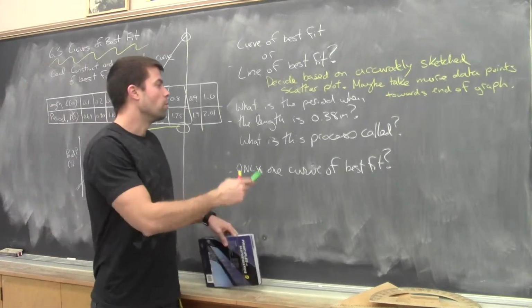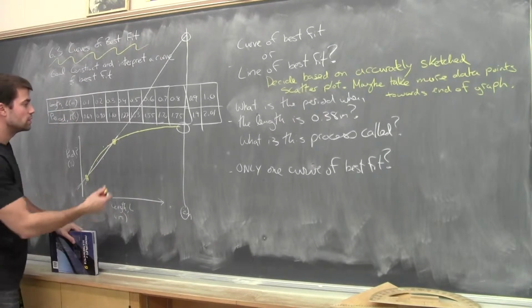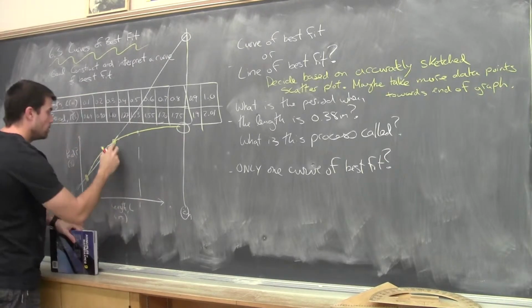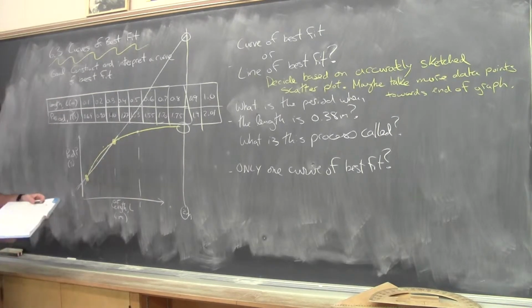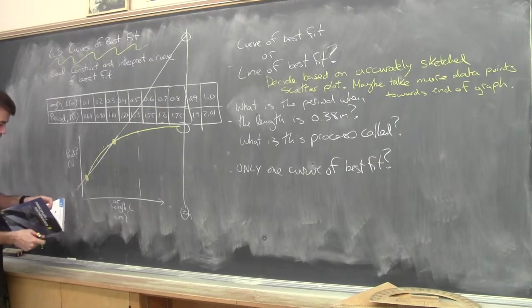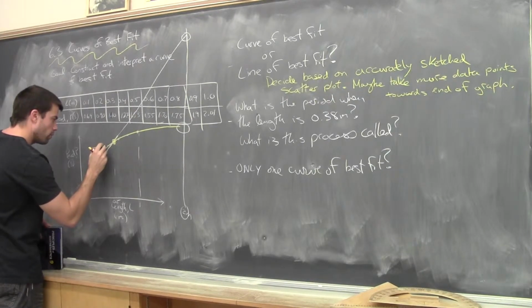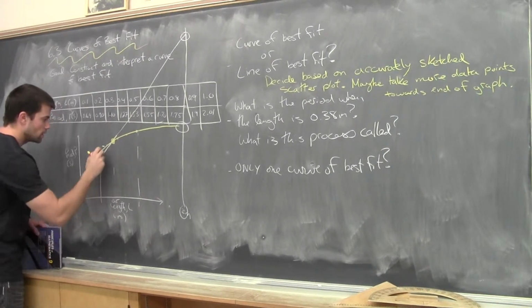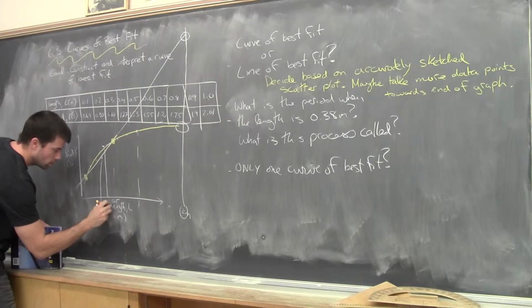All right, next question. What is the period when the length is 0.38 meters? So if this last point here is 1, this is 1, so right in the middle is 0.5. There's 2 points between 0.38, there's 0.3 and 0.4. It's getting a little messy here because this graph is not drawn very well.